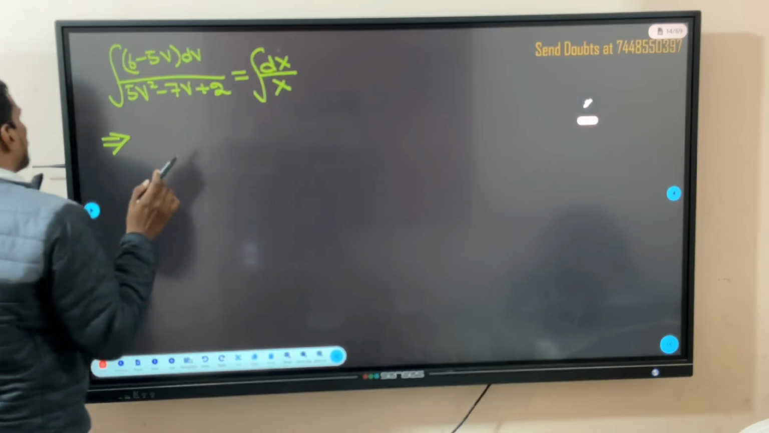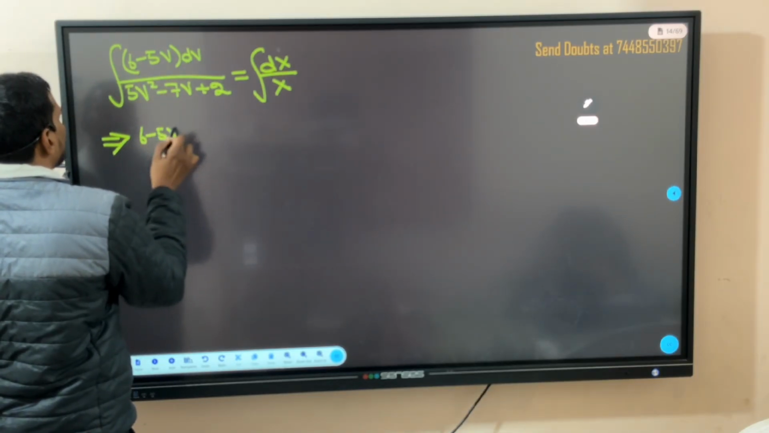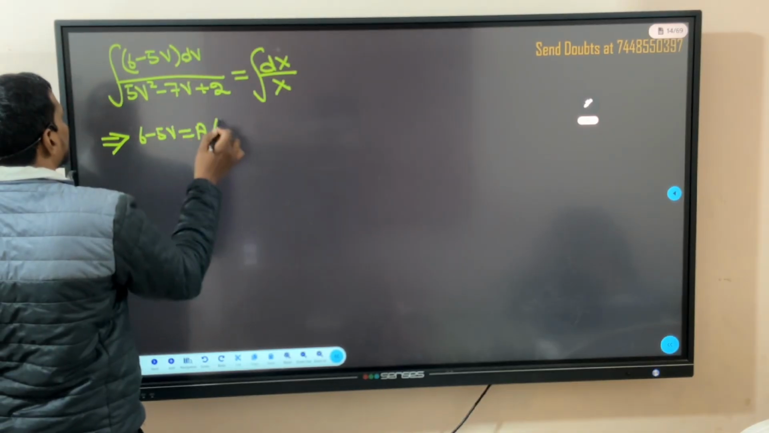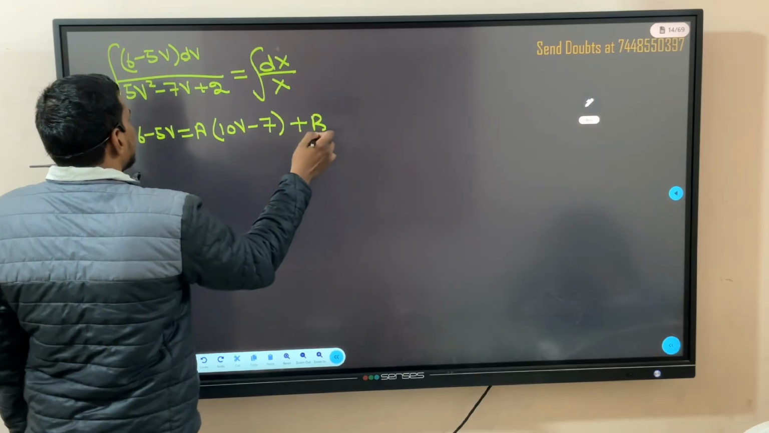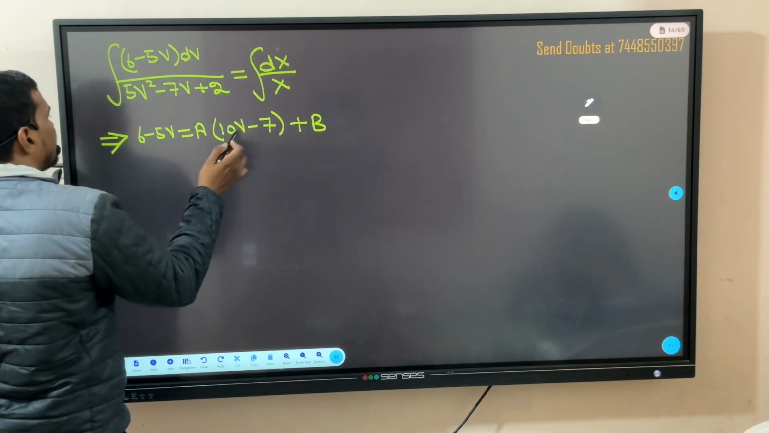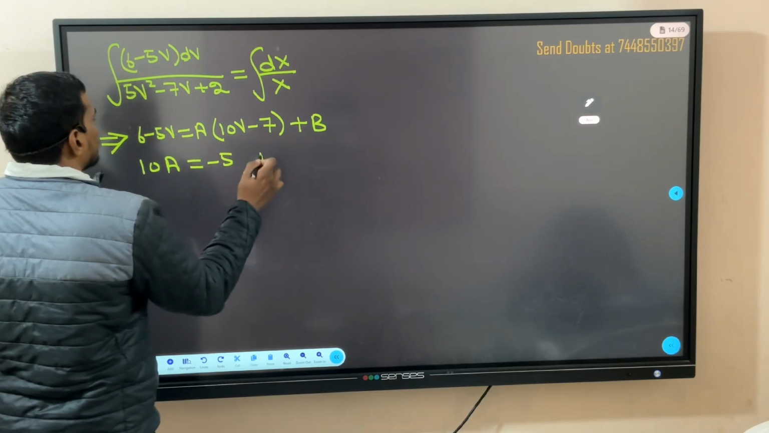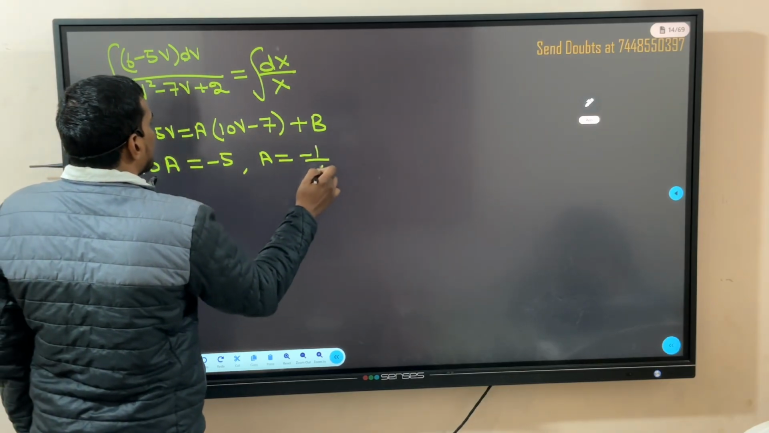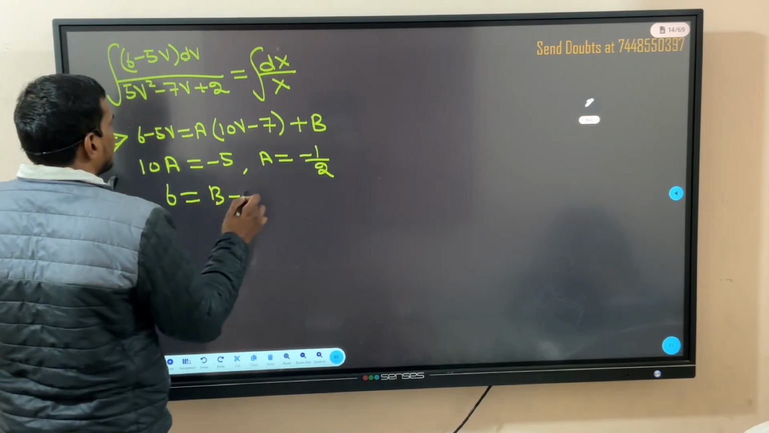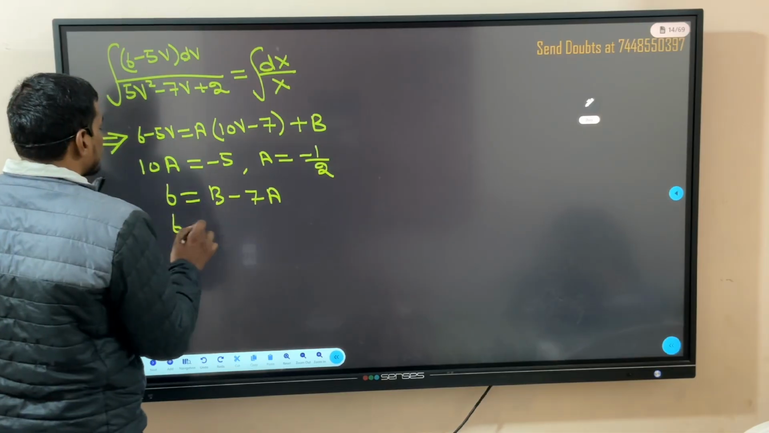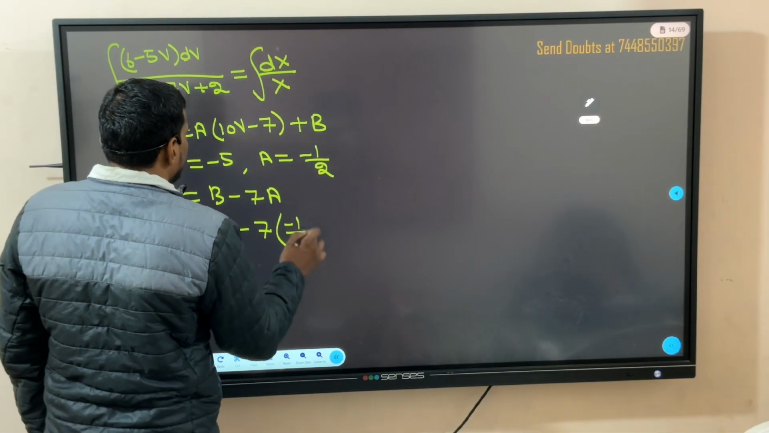Linear over quadratic. So when linear by quadratic, what we say? Linear is equal to a into differentiation of quadratic, that is 10v minus 7, plus b. Compare. v coefficient is 10a, that is minus 5. So a is minus half. Constant term is 6, that is b minus 7a.